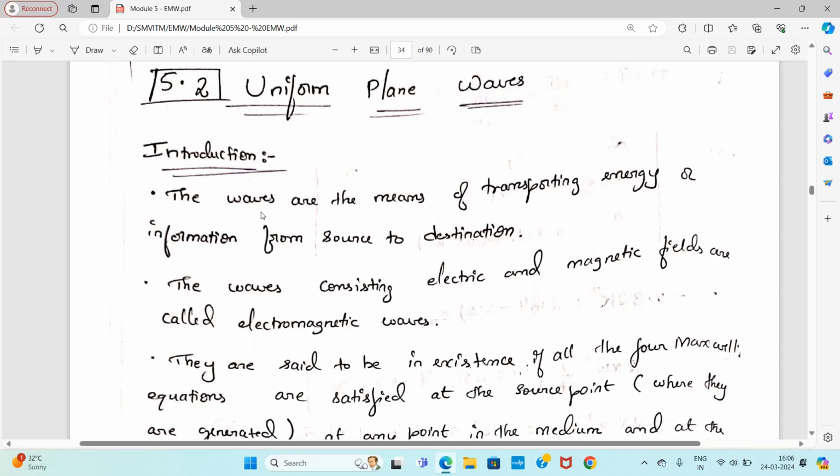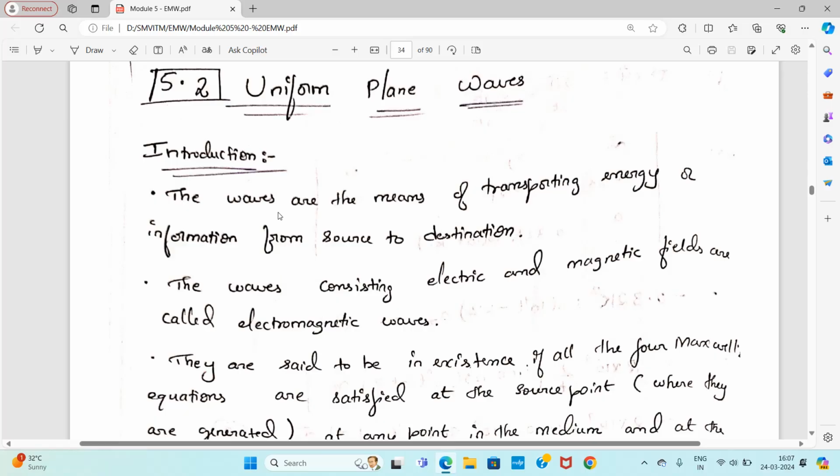As you all know, a wave is nothing but a means through which information can be transferred from one place to the other place. It carries information in terms of energy, and that energy can be either an electric field or a magnetic field. If it combines both types of fields, that is both electric and magnetic, then we call such waves electromagnetic waves. Both these electric and magnetic fields will always be at right angles to each other, at 90 degrees to each other. So we call them transverse electromagnetic waves, or in short, TEM waves.